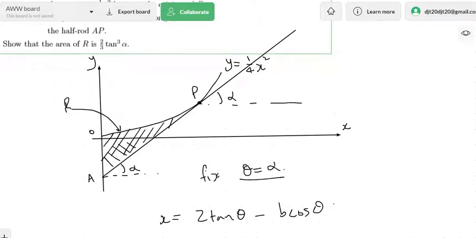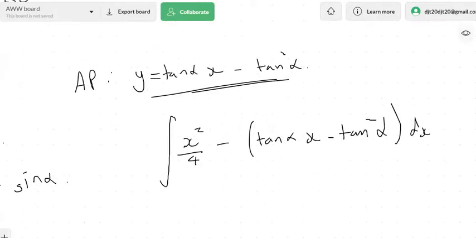So I think the last thing I was doing was explaining why this area here is equal to this integral, right?